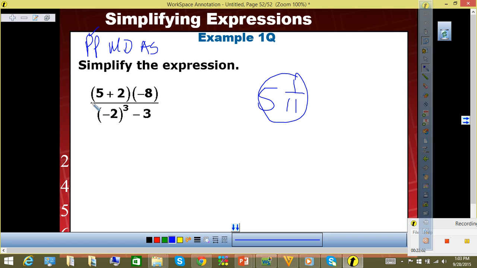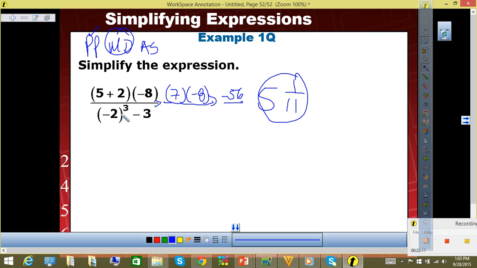Parentheses are grouping symbols. Yes, all over the place. We'll start in the numerator. Therefore, what can we do in the parentheses? Add. That becomes 7 times negative 8. And at the end, we have multiplication, division. This is negative 56. Are we there so far?